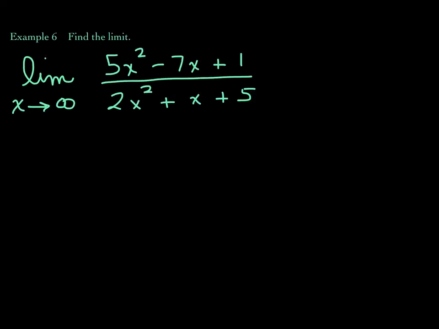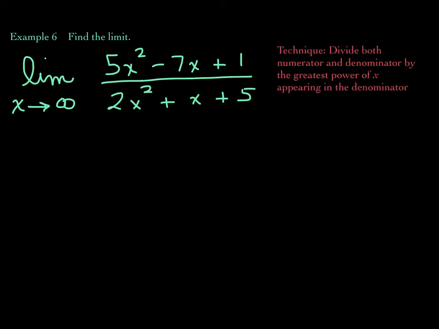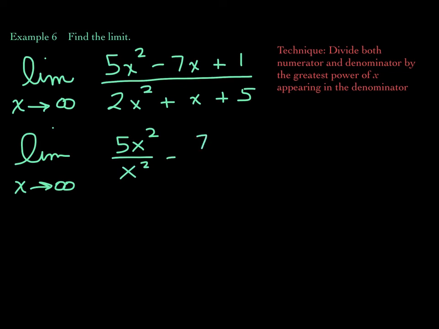Here we want to find the limit of a rational function. The limit as x approaches infinity of 5x squared minus 7x plus 1 over 2x squared plus x plus 5. So the technique that we're going to use here is we will divide both the numerator and the denominator by the greatest power of x that appears in the denominator. And the greatest power of x in the denominator is x squared. So you're going to see me divide every term by x squared.